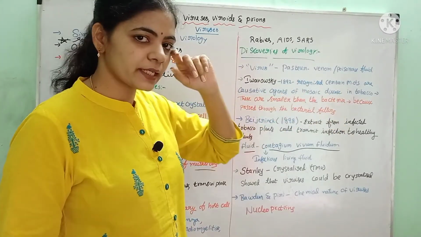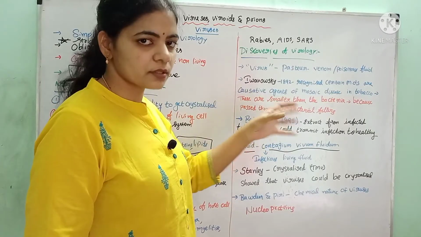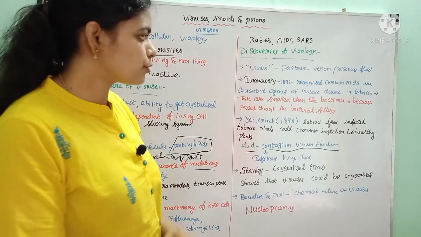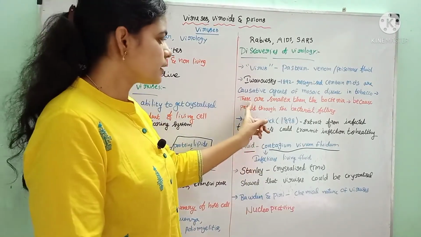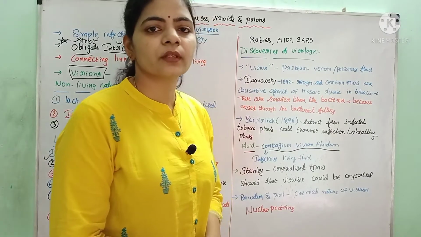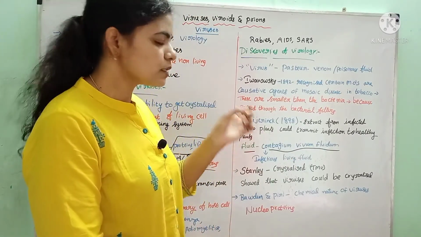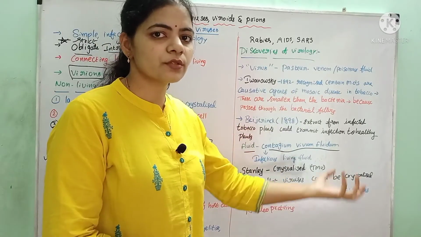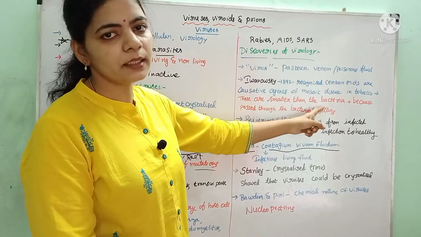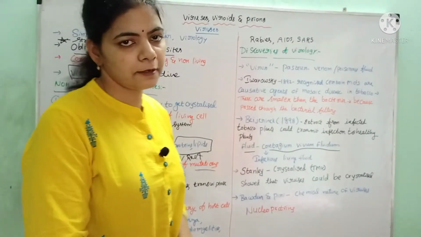How was he able to say this? He passed those fluids from the infected plants through bacterial filters. These are smaller than bacteria. When he filtered the virus particles through the bacterial filters, he observed that these virus particles could cross the filters. He said these are smaller than bacteria because they can pass through the bacterial filters.